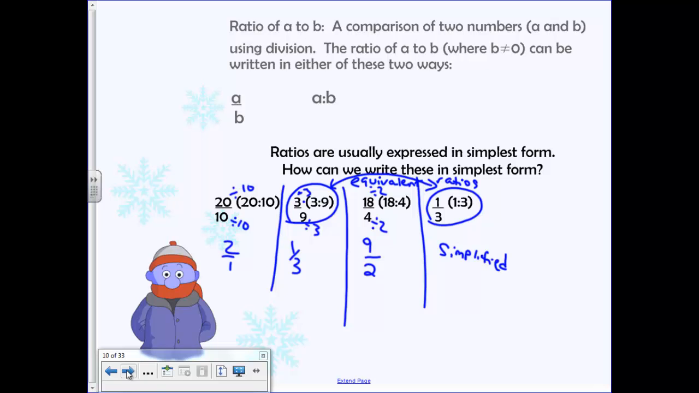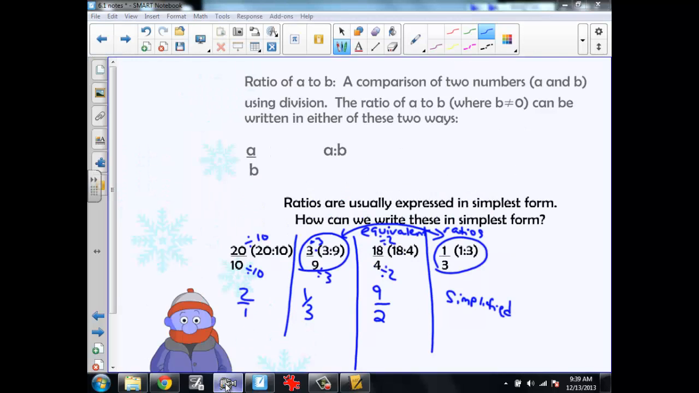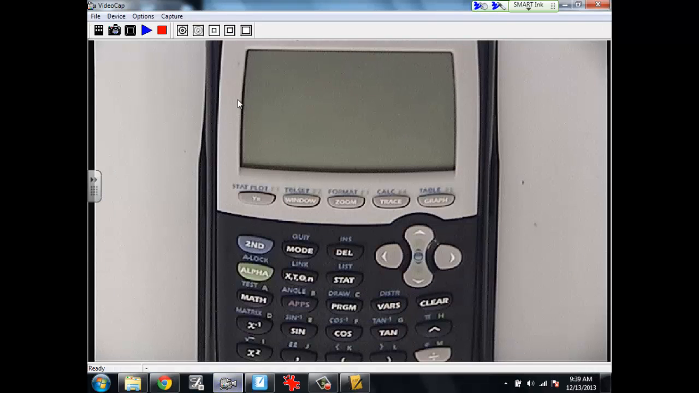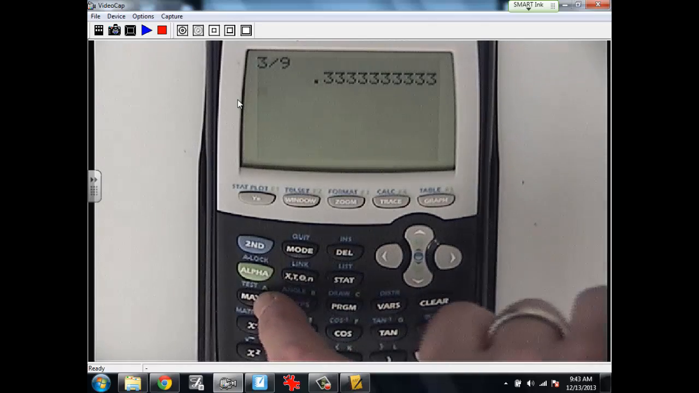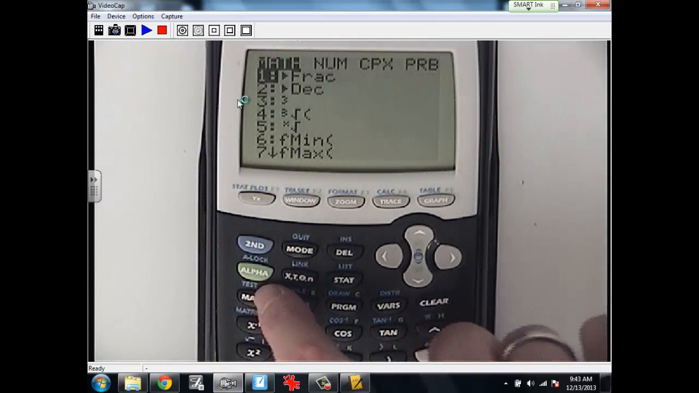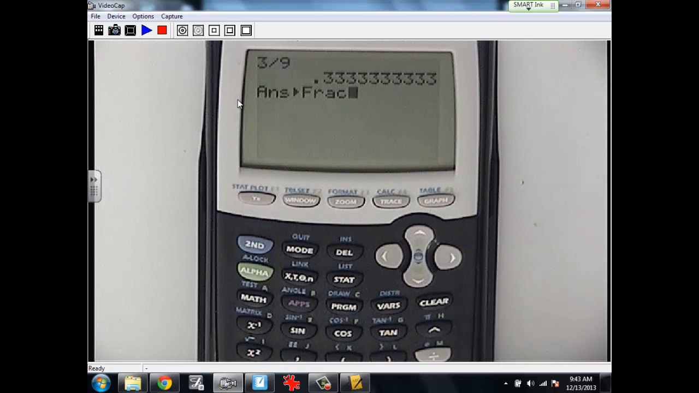Quick calculator trick. Grab your calculator. If I don't know how to simplify a fraction in my head, I can type it in here. 3 divided by 9 gives me 0.333. How do I turn that back into a fraction? Push math. Number 1 is fraction, push enter. Push enter again. 3/9 simplifies to 1/3.